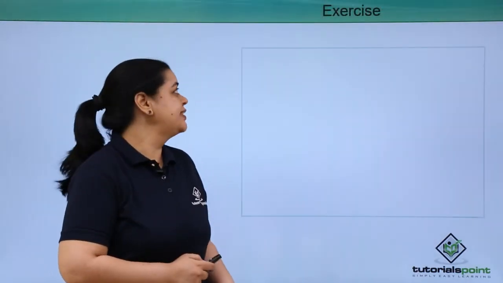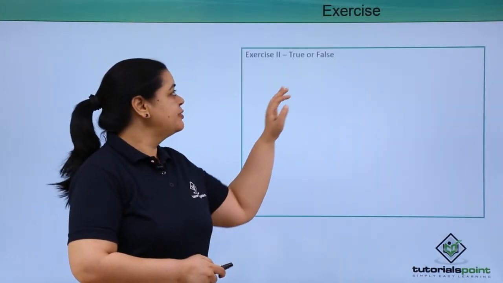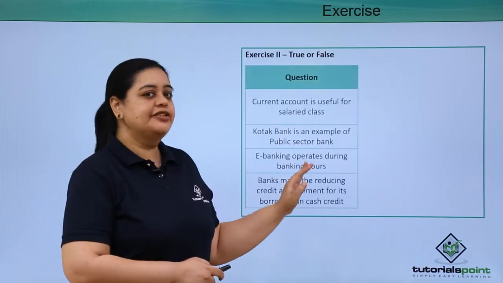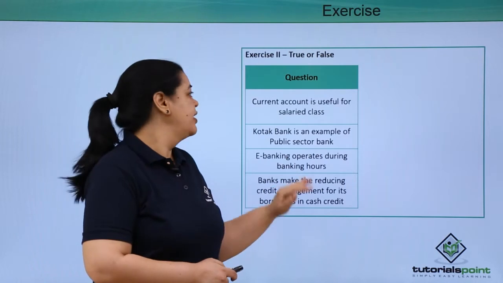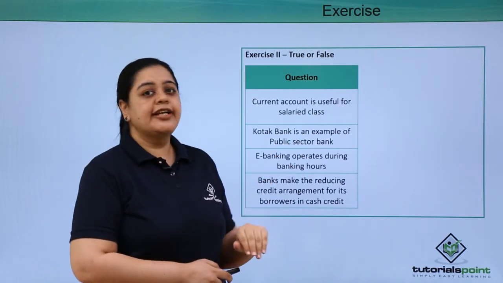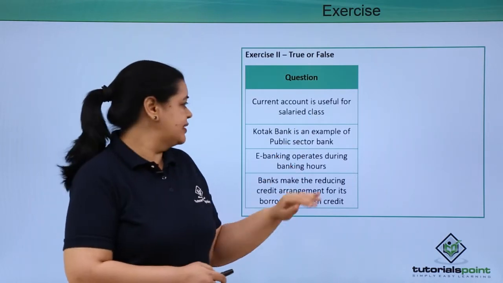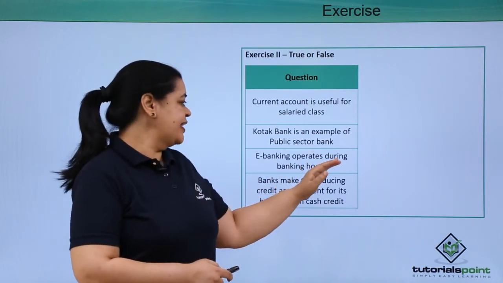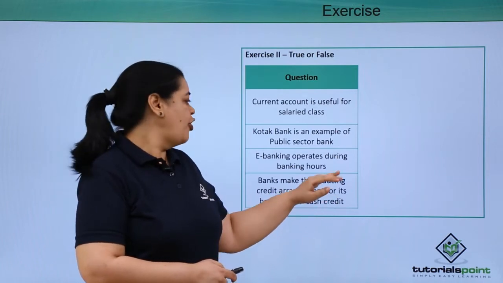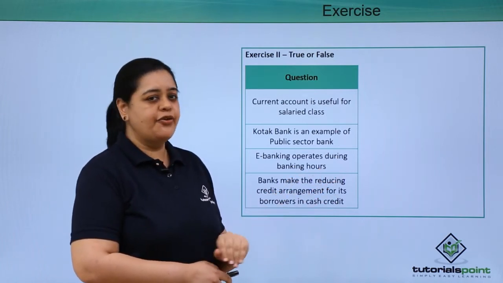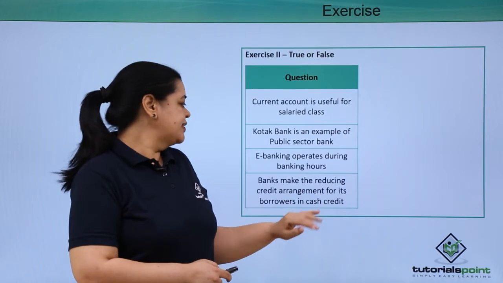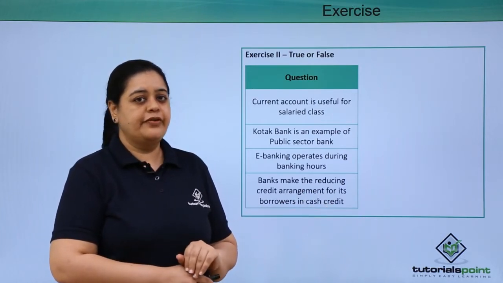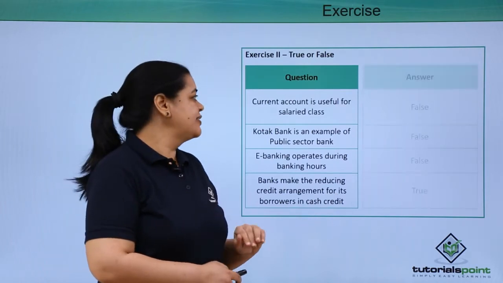Now let's do exercise number 2. Exercise number 2 is true or false. You have to look at the statements and answer whether each is true or false. The first statement is: current account is useful for salaried classes. Now, Kotak Bank is an example of a public sector bank. Next, e-banking operates during banking hours only. Lastly, a bank makes a reducing credit arrangement for its borrowers in cash credit. Let's see what the answers are.